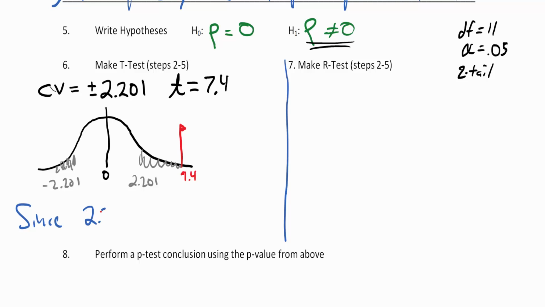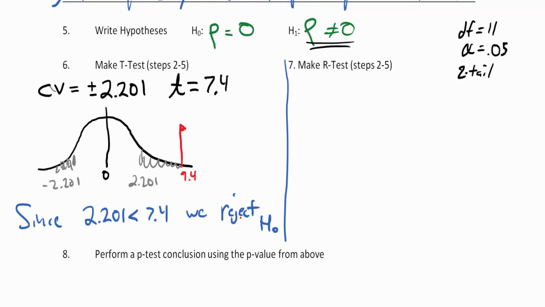Since 2.201 is less than 7.4, you could write it the other way around. 7.4 is greater than 2.201. We reject the null hypothesis. Okay, we reject the null hypothesis. Yep. So there's your conclusion that we did with our t-test.